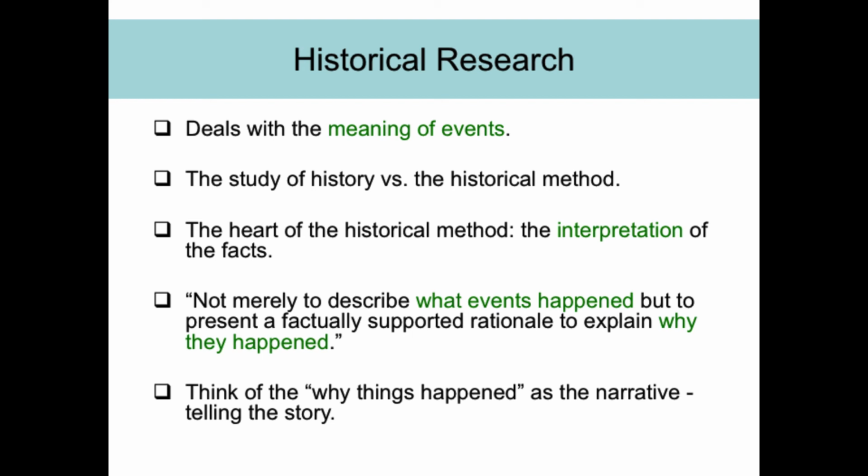So the book emphasizes that the historical method is not merely to describe what events happened, but to present a factually supported rationale to explain why they happened. And I somewhat take issue with the book on this point, because we've already established that qualitative research does not produce cause and effect outcomes normally. And historical research is essentially qualitative research. So I think that the key to this is to think of the why element in historical research as really looking for the narrative. What is the story? What is the thread behind these historical events? And I would rather couch it in those terms rather than using the word why.